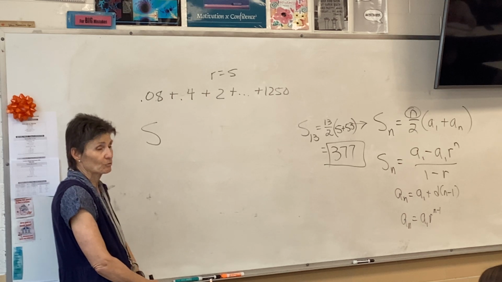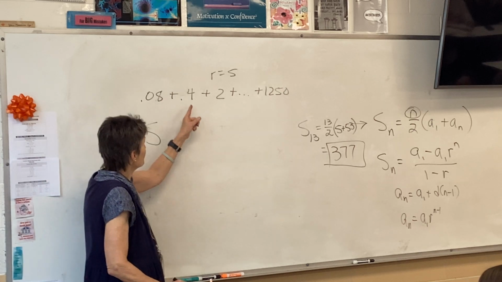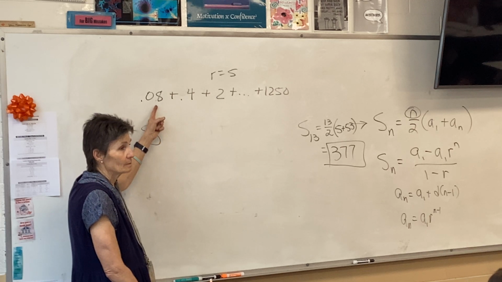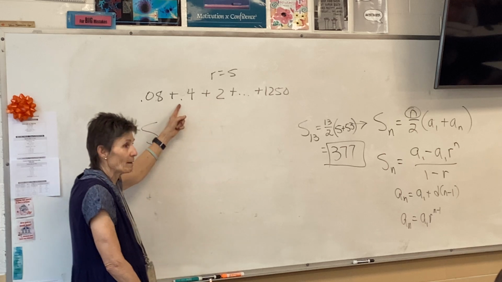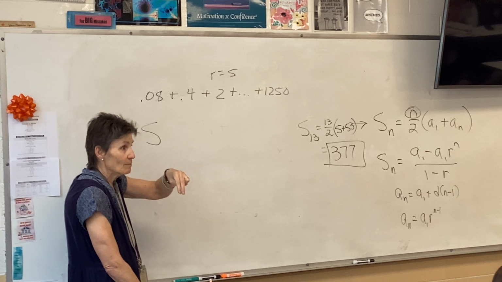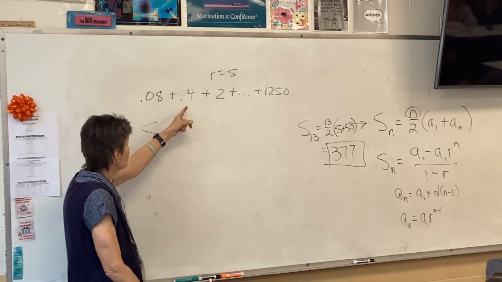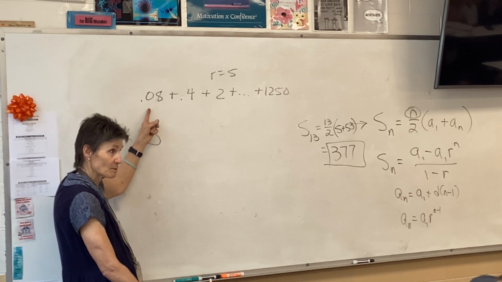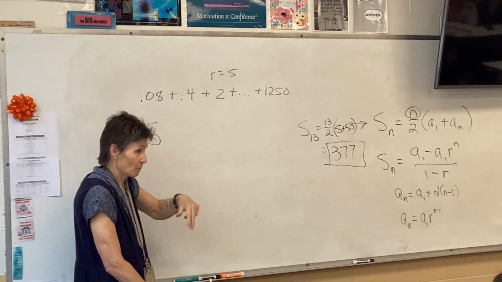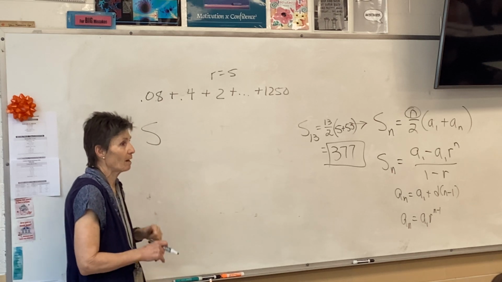Yesterday, a student was having trouble determining whether it was arithmetic or geometric. If you take 0.4 and divide it by 0.08, and then you take 2 and divide it by 0.4, if those numbers match, then it's geometric, and that number is the ratio. If you subtract 0.4 minus 0.08 and 2 minus 0.4, if those numbers match, which they don't, but if they did, then it would be arithmetic, and that would be the common difference.